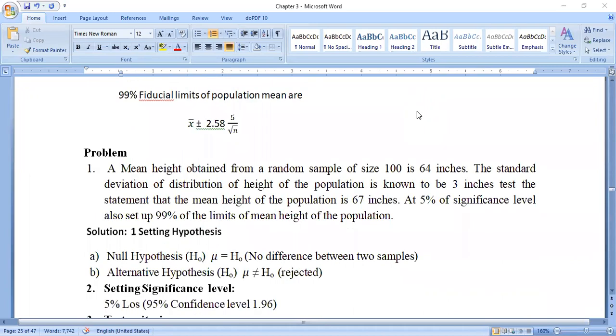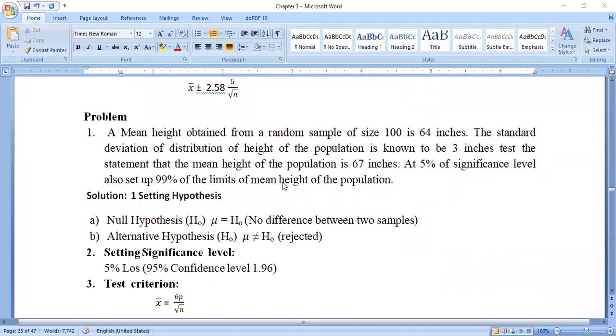Okay, we will see the problem now. Observe the problem carefully. A mean height obtained from a random sample of size 100 is 64 inches. The standard deviation of the distribution of height of the population is known to be 3 inches. Test the statement that the mean height of the population is 67 inches at 5% LOS, as well as set up 99% limits of mean height of the population. This is one more step we have to write here.